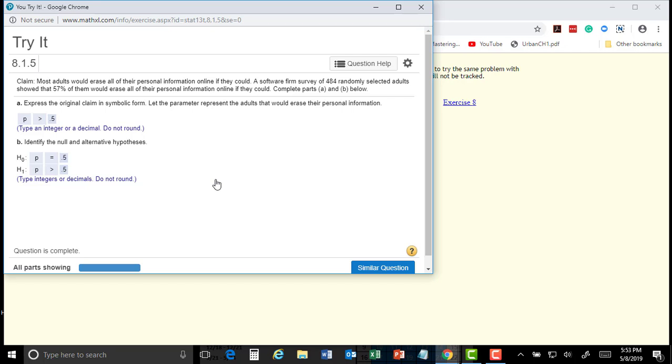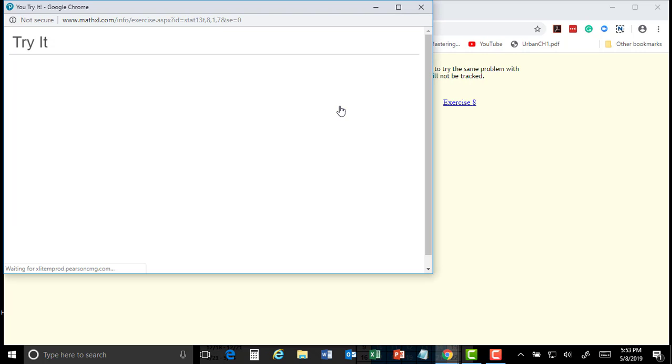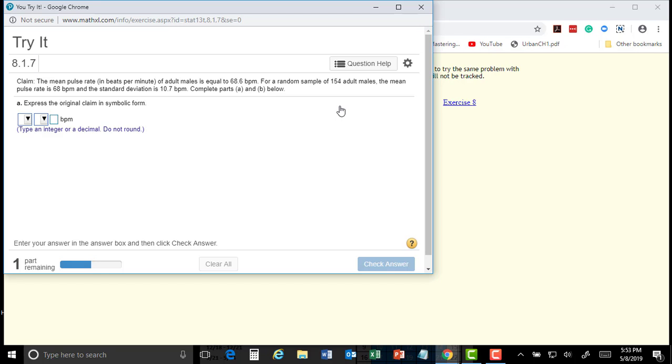Okay, any questions here? Okay. You can do that on a final. All right, let's try this one. Okay, so here we go. Same idea. That we have a mean pulse rate. This is the average, right? This is what's hypothesized, that you should have 68.6 beats per minute.